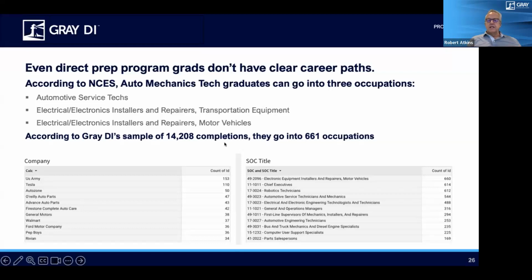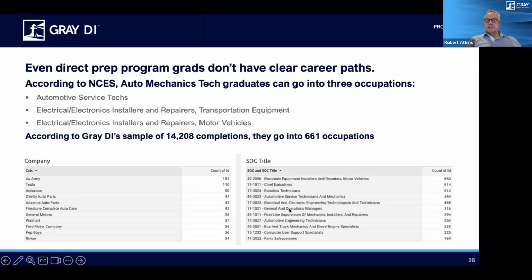They may run their own repair shop, as I mentioned, chief executives. They may go into electronics installation. What I found interesting, we have not seen this before, quite a good number of them end up in robotics. And then, of course, they're going to go into auto repair, auto service tech, automotive engineering technicians, bus and truck mechanics. And parts salesmen, specifically auto parts. So that's not surprising, but it is a bit surprising to see them in robotics, though not as surprising anymore as it used to be.